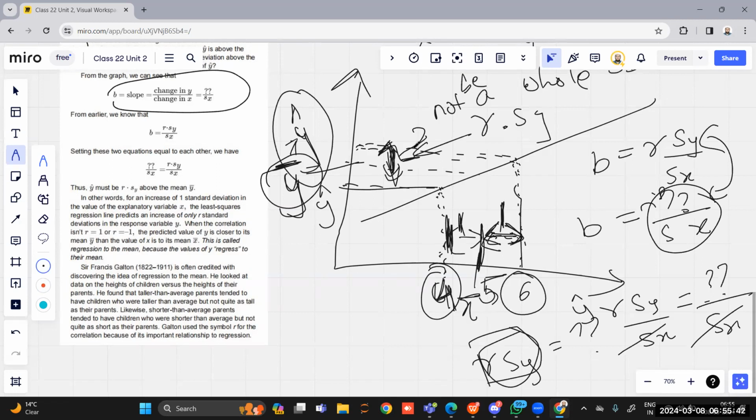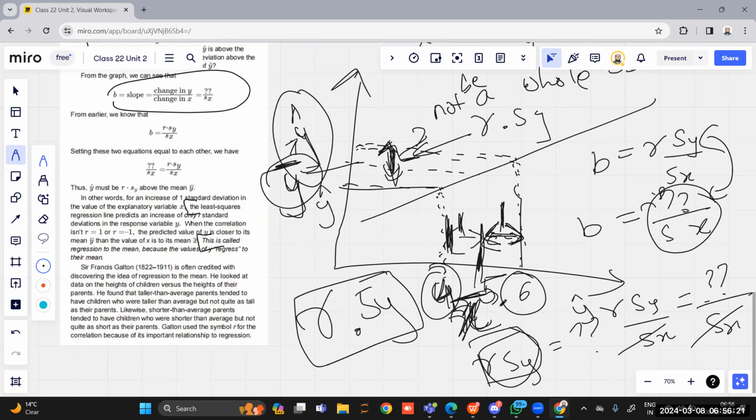In other words, for an increase of one standard deviation in the value of the explanatory variable x, the least squares regression line predicts an increase of only r standard deviations in the response variable. Did you get that? This is called regression to the mean. We are calculating the regression based on the means x bar and y bar. Yes or no, Zaid? That is what we have seen in this whole topic.